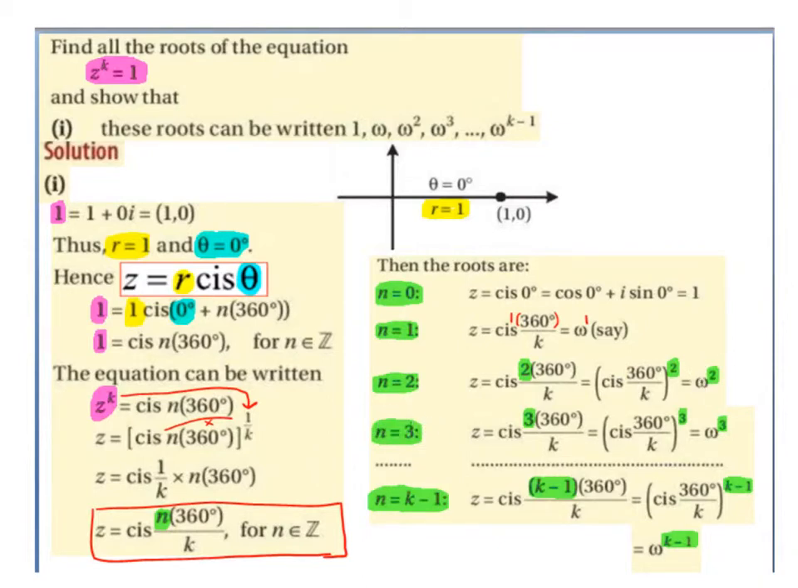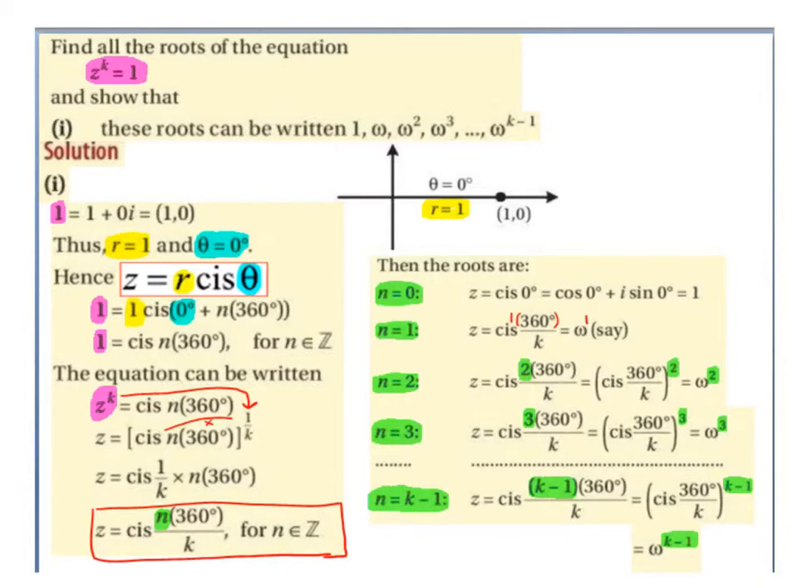When n is equal to 3, we swap this n for 3, so 3 times 360 degrees. So we get cis (3 times 360 degrees over k), which is going to give us (cis 360 degrees over k) to the power of 3. So again, de Moivre's theorem in reverse. And since we stated up here that cis 360 degrees over k is equal to w, then (cis 360 degrees over k) to the power of 3 must be w to the power of 3.